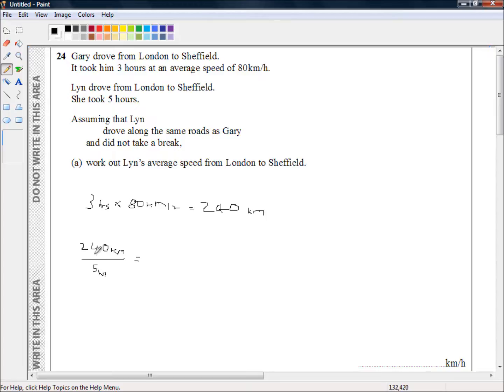equals, well, 5 goes into 24. Well, 5 would go into 25 5 times, so 5 goes into 25 4 times. And that leaves a remainder of 4. So 5 goes into 40 8 times, because 5 times 8 is 40. And leaves no remainder. So that's 48 kilometers per hour. So the answer here is 48 kilometers per hour.